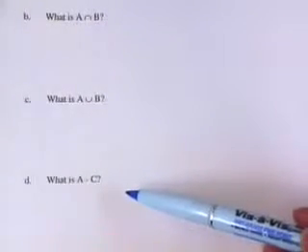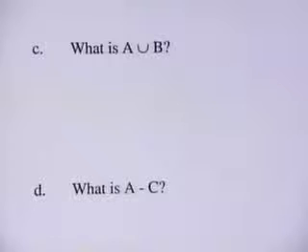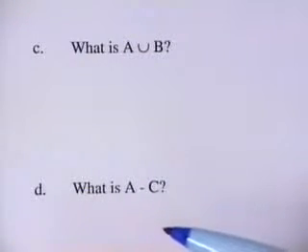A minus C? Oh, good. I can zoom some more. Here we go. So what is A minus C? That's elements that are in A but not in C. That's what A minus C means. It's like whatever's in A, just take out all the stuff you saw in C. It means that I don't care about the stuff that's in C.